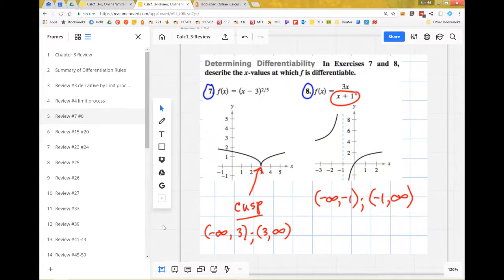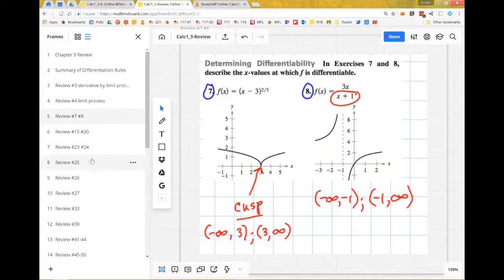Likewise, number 8, another thing you cannot differentiate a function on is when it doesn't exist. Like we have a vertical asymptote on that function at x equals negative 1. You cannot differentiate it there. So where can it be differentiated? Basically everywhere else. Interval notation tells us that we would write that as the interval from negative infinity up to negative 1 and from negative 1 up to positive infinity. Stop me anytime with questions.